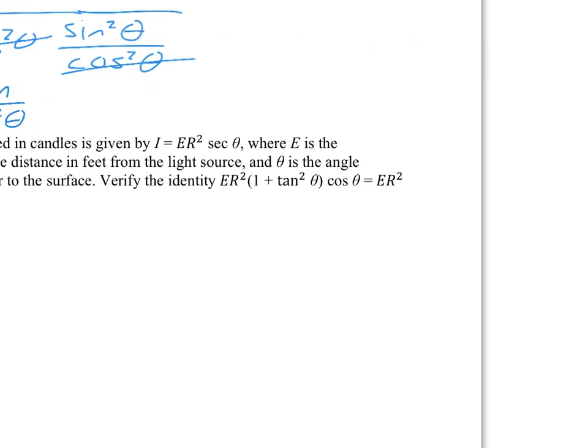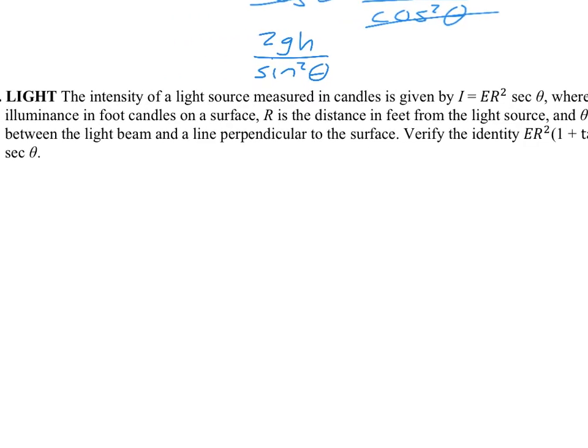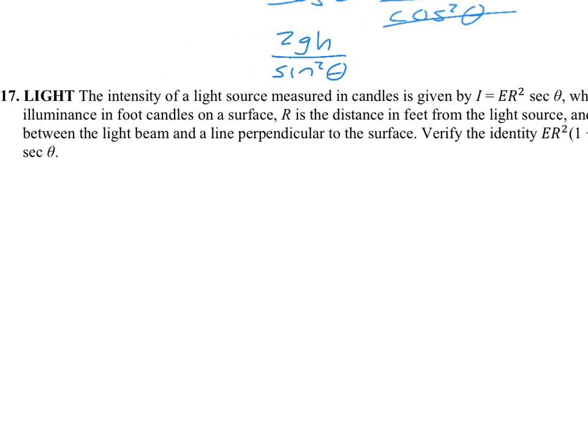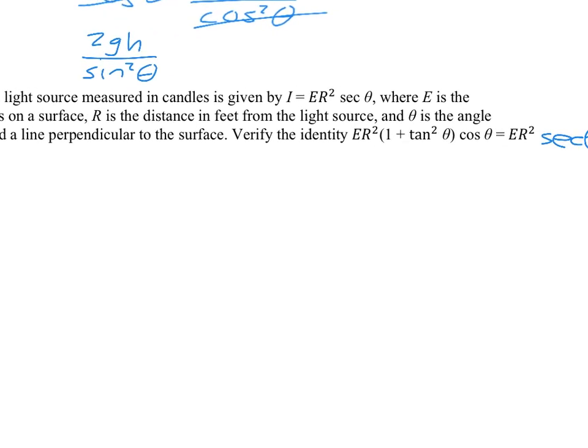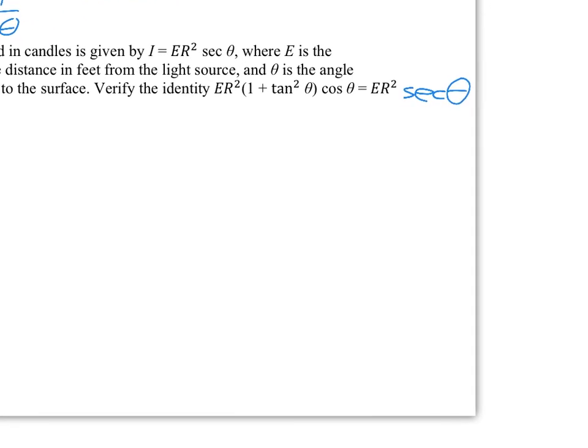Alright. For the last one, there was a secant theta that didn't fit on the line, so I'm just going to get rid of it over here and move it over there. Alright, so we're trying to verify this identity. Looks like the left is more complicated, so I'm going to play with the left side.